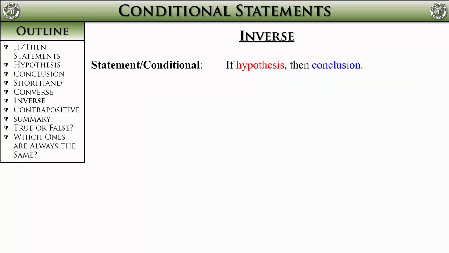Now we have the inverse. And with the inverse we introduce negation. For the inverse we don't switch anything around, but we negate each one like this. Now we want the opposite of the hypothesis and the opposite of the conclusion. In a sec I will show you what that looks like.